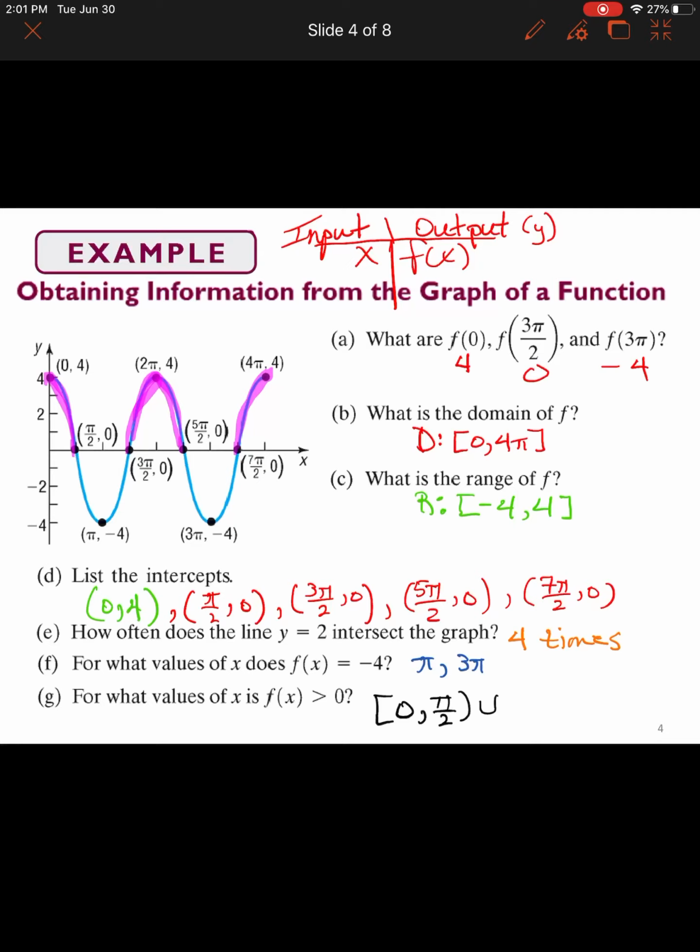Some people will put a comma. We're going to start again from 3 pi over 2 to 5 pi over 2, and then one final time from 7 pi over 2 until we get to 4 pi. Bracket on 4 pi, because 4 pi has an output that is greater than 0. Okay. And this one takes a little practice, but hey, I believe in you.